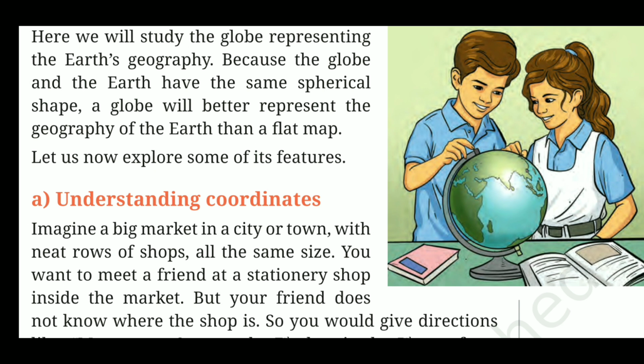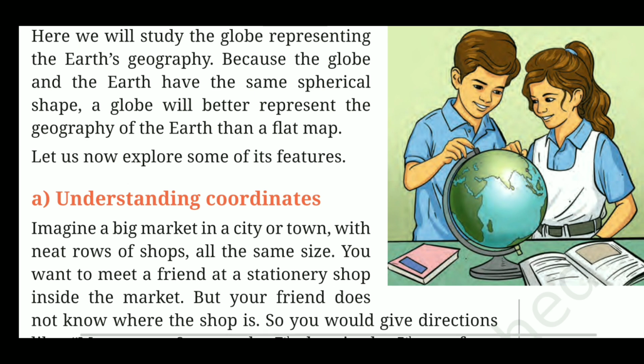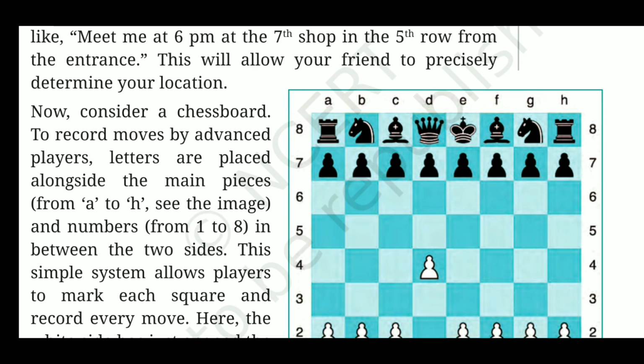A. Understanding coordinates. Imagine a big market in a city or a town with neat rows of shops, all the same size. You want to meet a friend at a stationery shop inside the market, but your friend does not know where the shop is. So you would give directions, like, meet me at 6 p.m. at the 7th shop in the 5th row from the entrance. This will allow your friend to precisely determine your location.